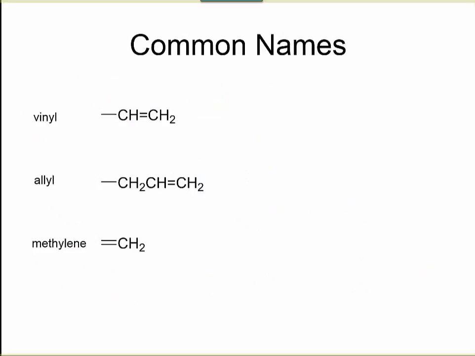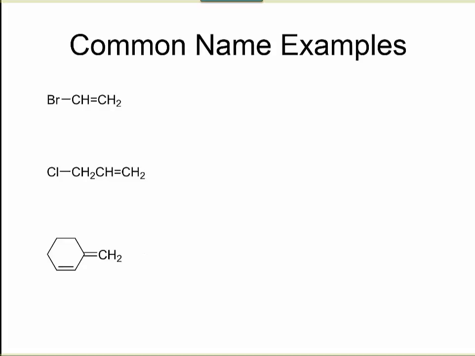There are some common names that you will see in IUPAC nomenclature. The vinyl, allyl, and methylene groups are particularly important for alkene nomenclature. To see examples of those, let's name the molecules shown here. The first one is named vinyl bromide. This is the first time we do see a space in the word. There is a space between vinyl and bromide. It would also be acceptable to name this as bromoethene. That's rarely ever done. The next example is allyl chloride. Again, there's a space between allyl and chloride.